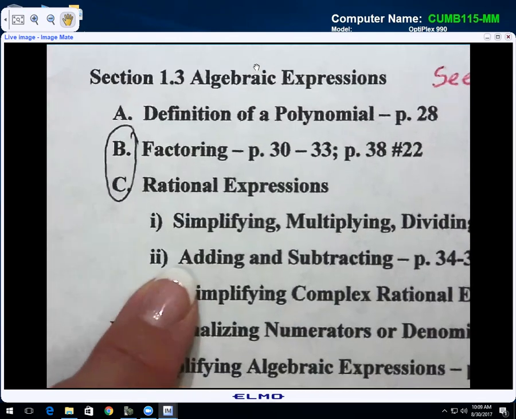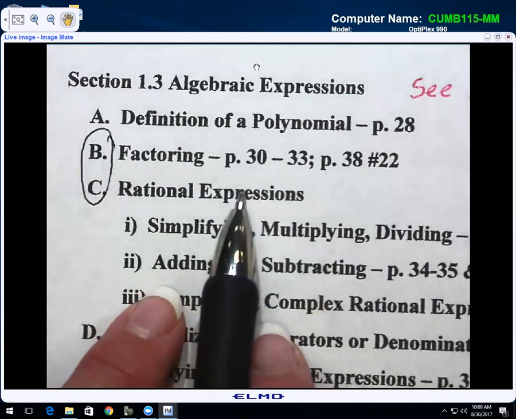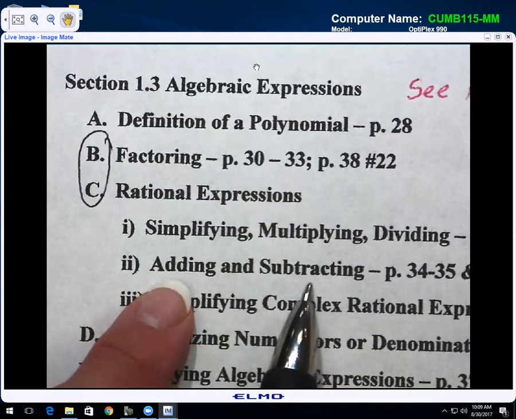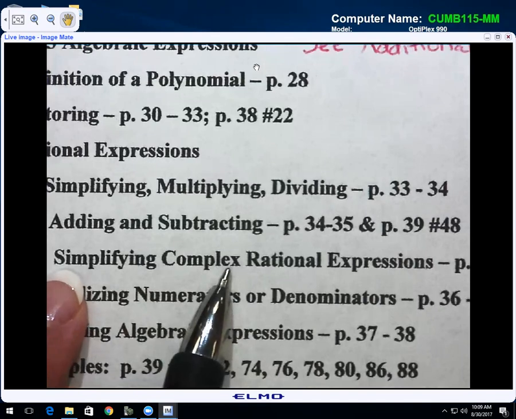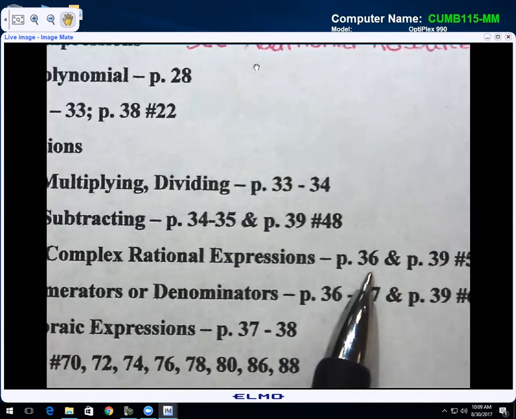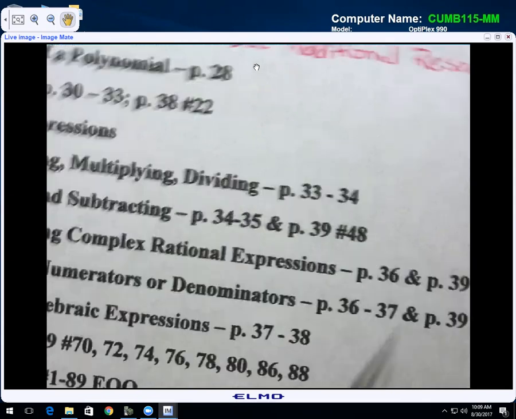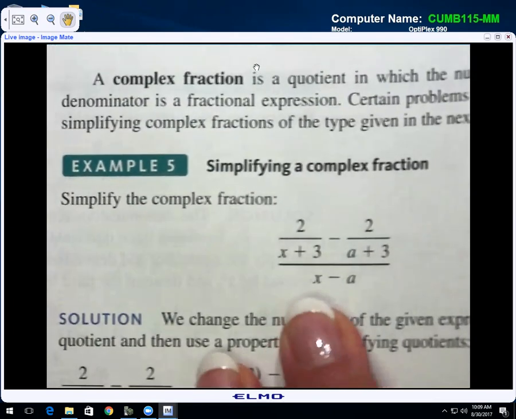Where we left off, we had simplified, multiplied, and divided rational expressions. We had added and subtracted rational expressions. We were right here, at simplifying complex rational expressions. And if I only get to do one example in class, I want you to remember that the whole reason I typed these page numbers on here is if that one example is not enough for you, you can look on page 36 and there's another example.